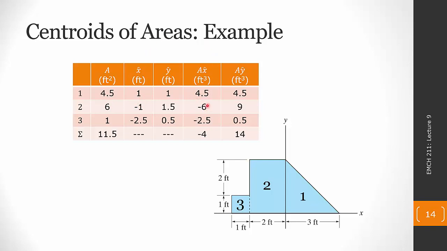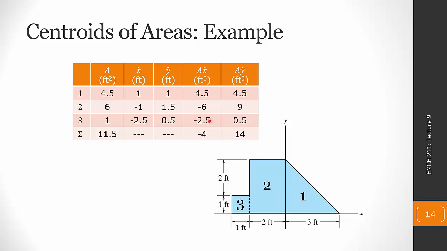So 6 times the negative 1 is the negative 6. 6 times the 1.5 is the positive 9. And finally for shape 3, 1 times the 0.5 gives us 0.5 for A y tilde. And the 1 times the negative 2.5 gives us the negative 2.5 for A x tilde.